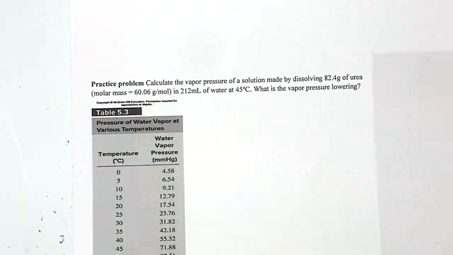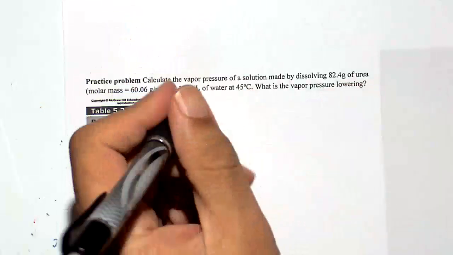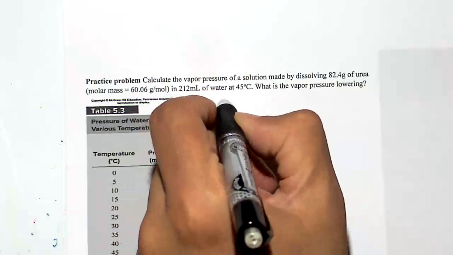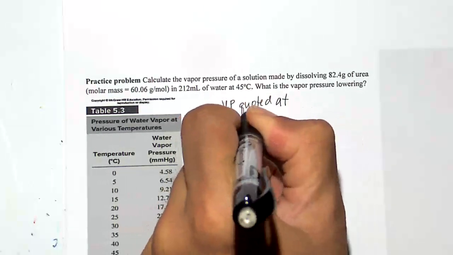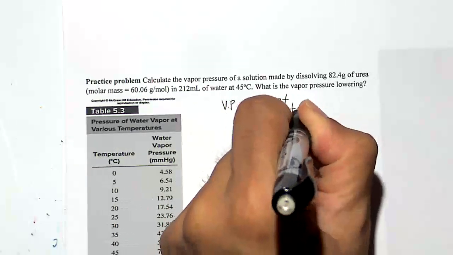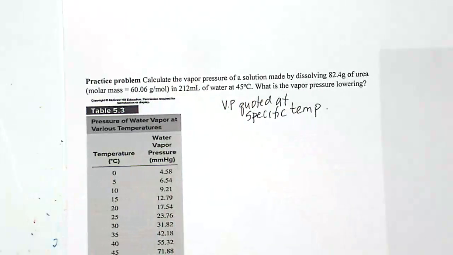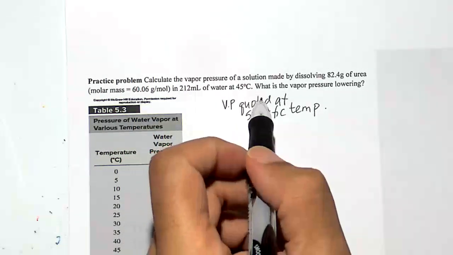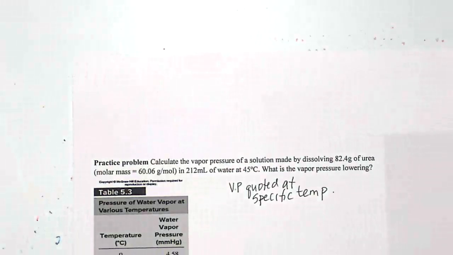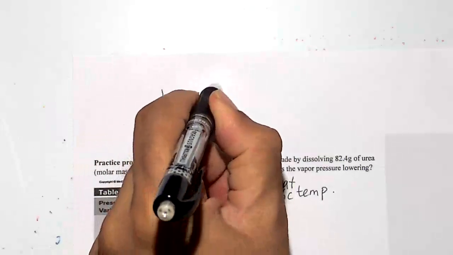Calculate the vapor pressure of a solution made by dissolving 82.4 grams of urea, which has a molar mass of 60.06 grams per mole, and 212 mL of water. The temperature is 45 degrees. Vapor pressure is always quoted at a specific temperature. So what is the vapor pressure lowering? Let's draw this out. Let's draw a picture here.